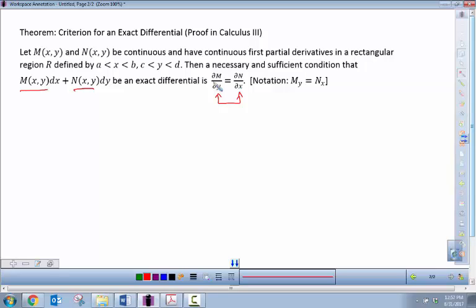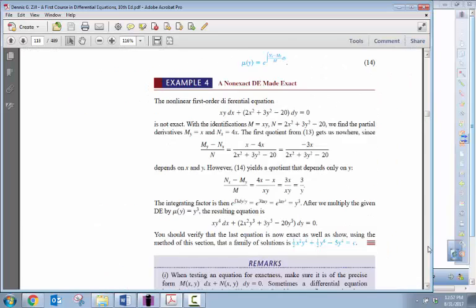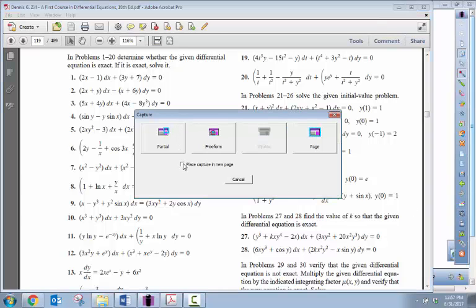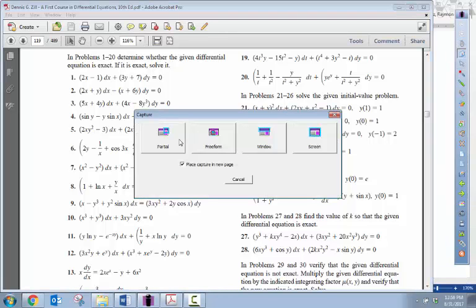So I guess first we need to figure out how to check if a differential equation is exact. So let's take a look at some problems. I think let's take a look at the book. And let me just copy a whole bunch of these, and then we can decide which ones to do.